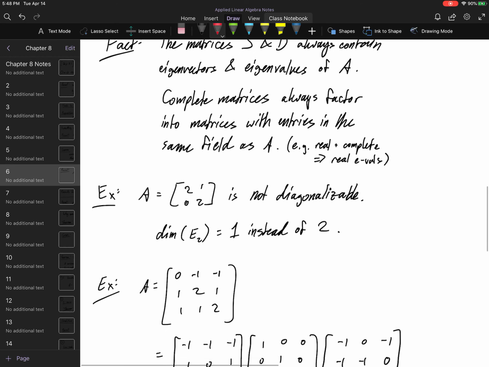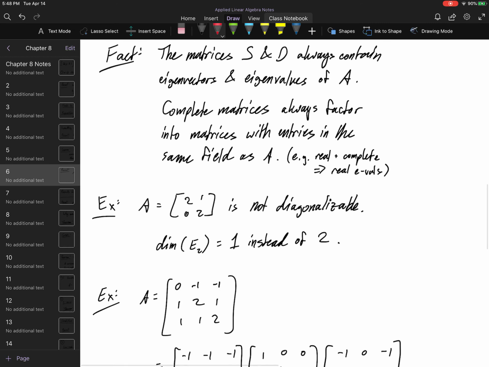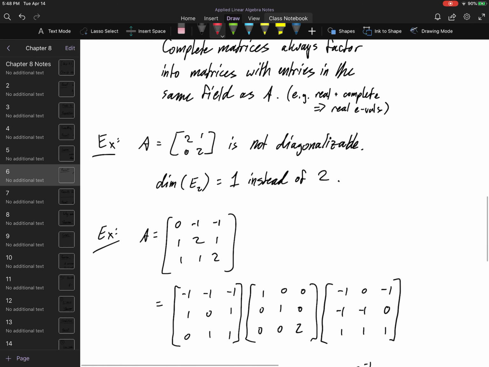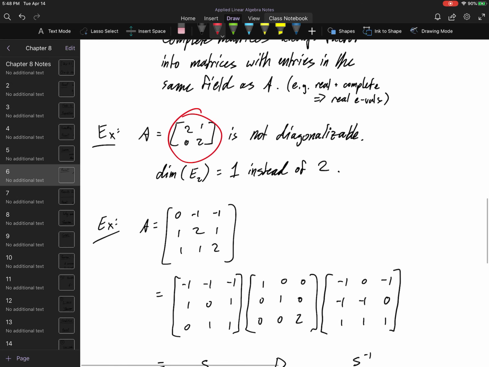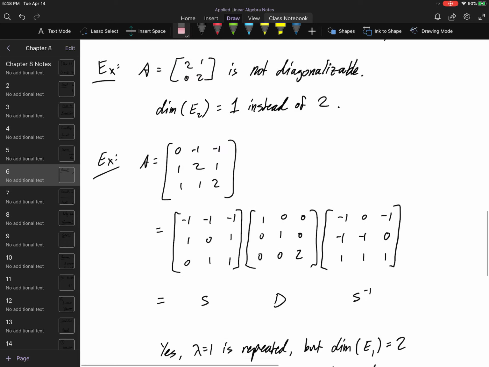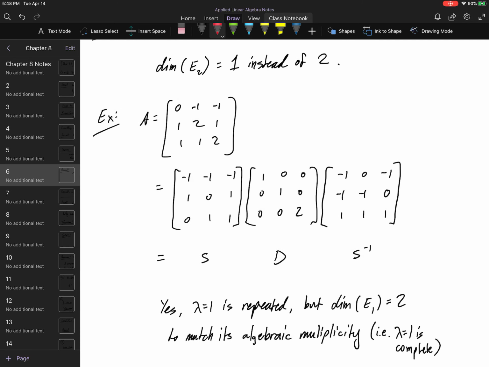Right? So just to show you what's going on here, just to remember how diagonalizability works, or how it doesn't work. Remember our Jordan block from before, right? This guy is not diagonalizable because the geometric multiplicity does not match the algebraic multiplicity of the eigenvalue 2. However, if I go to a larger system, this guy is diagonalizable, and I can show you exactly how by exhibiting the matrices S and D.